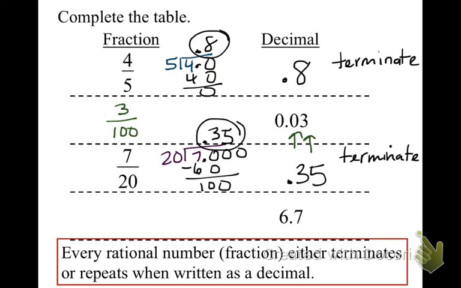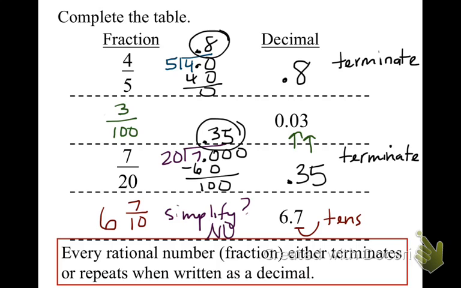Now, how do I get 6.7 into a fraction? Well, let's take a look. I have my whole number 6. So I'm going to put my 6 right over here. Now, what place is my 7 in? My 7 is in my tenths place, so it's 7/10. And then the question is, can I simplify? The answer is no, so this is just going to be my answer.